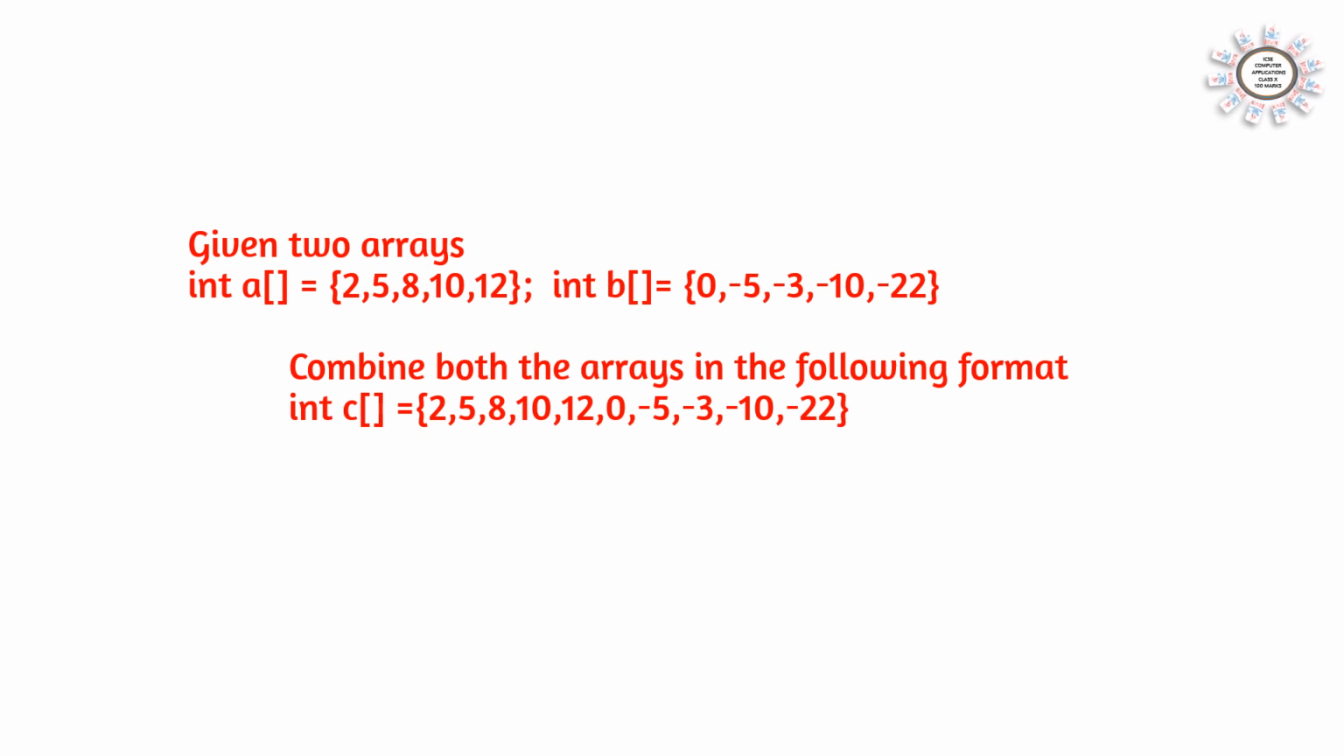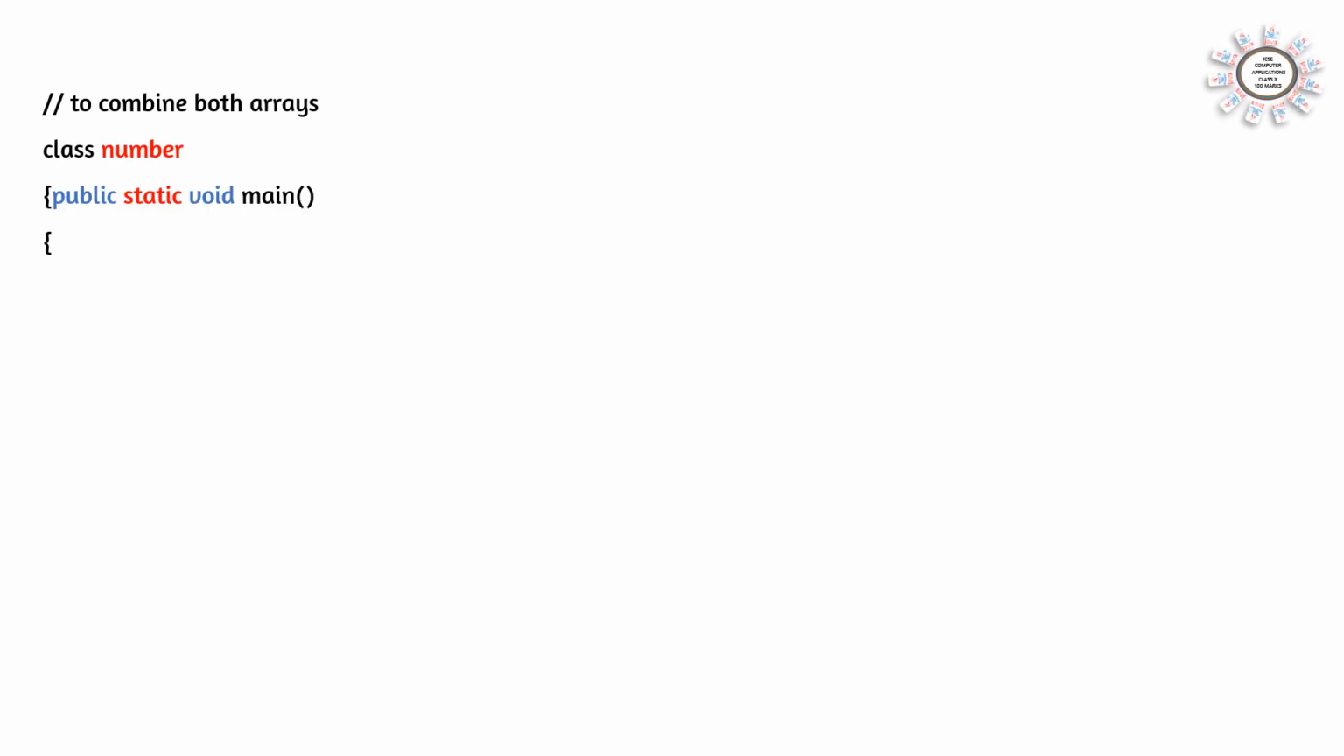That means the first 5 elements in array C are filled with elements from array A, and the last 5 elements from array B. So we can see how to do this program. Start the program. No need of Scanner class because we are not inputting any number. The elements which have to be stored in the array are given. So we can assign the elements.